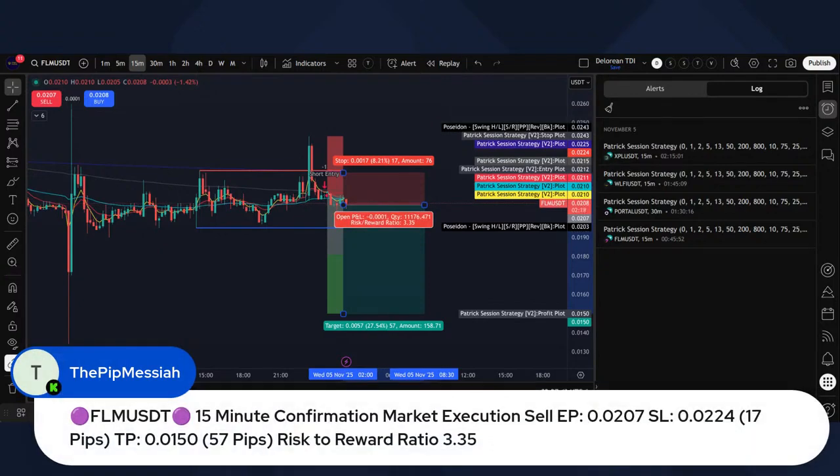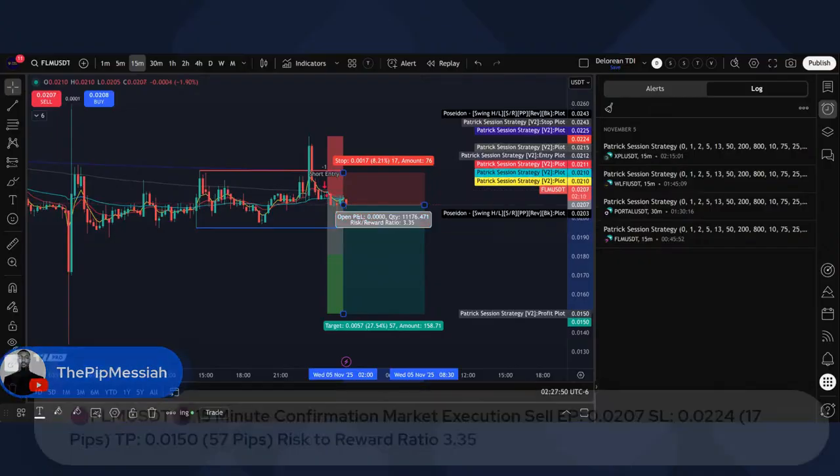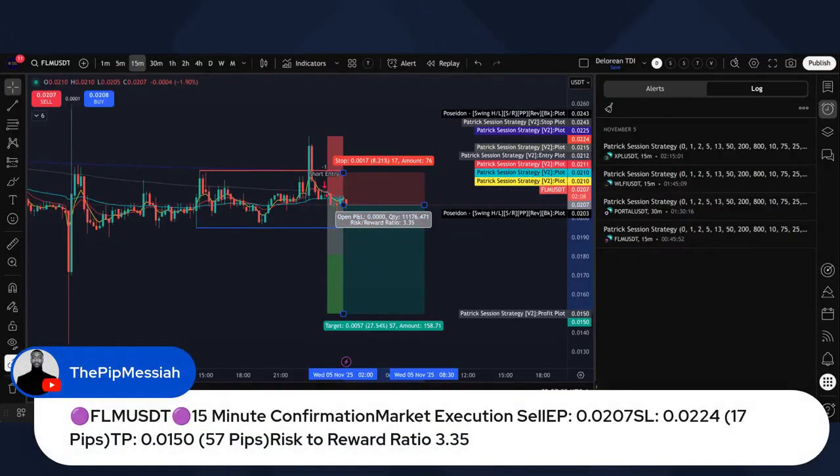FLM versus Tether, 15-minute sell. Entry is 0.0207. Stop is 0.0224 for 17 pips. Take profit is 0.0150 for 57 pips. And a risk reward ratio of 3.35.